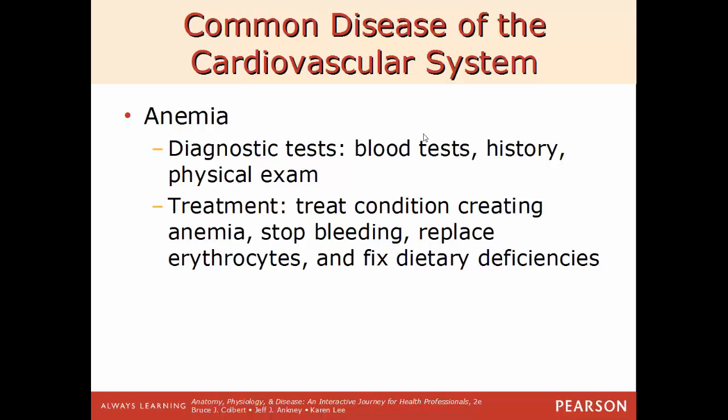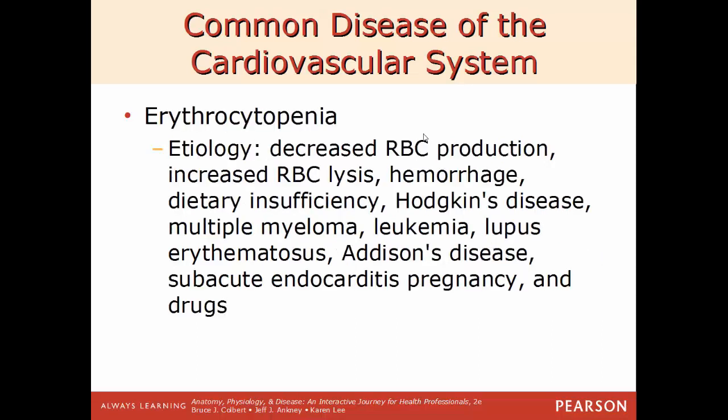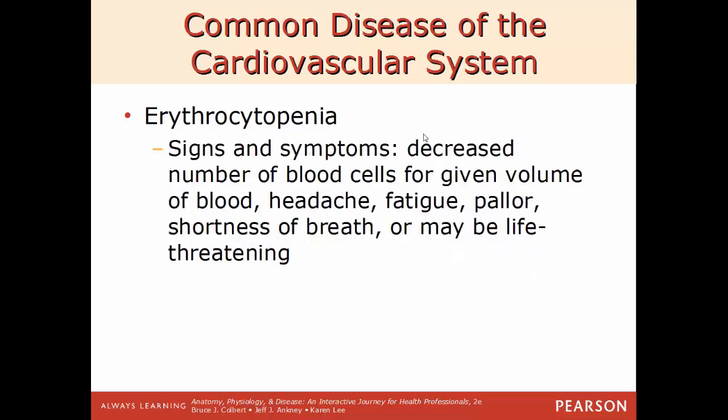Erythrocytopenia, etiology: this is a decrease in red blood cell production, or an increase in red blood cell lysis or rupturing. Can be caused by hemorrhaging, dietary insufficiencies, Hodgkin's disease, multiple myeloma, leukemia, or lupus, or Addison's, having a subacute endocarditis, pregnancy, and also drugs. Signs and symptoms: a decreased number of blood cells for a given volume of blood. In a normal, healthy person, there should be a set percentage of red blood cells in a normal blood sample. It should be around 45% of a sample. So when that number is too high or too low, that indicates that something is wrong.